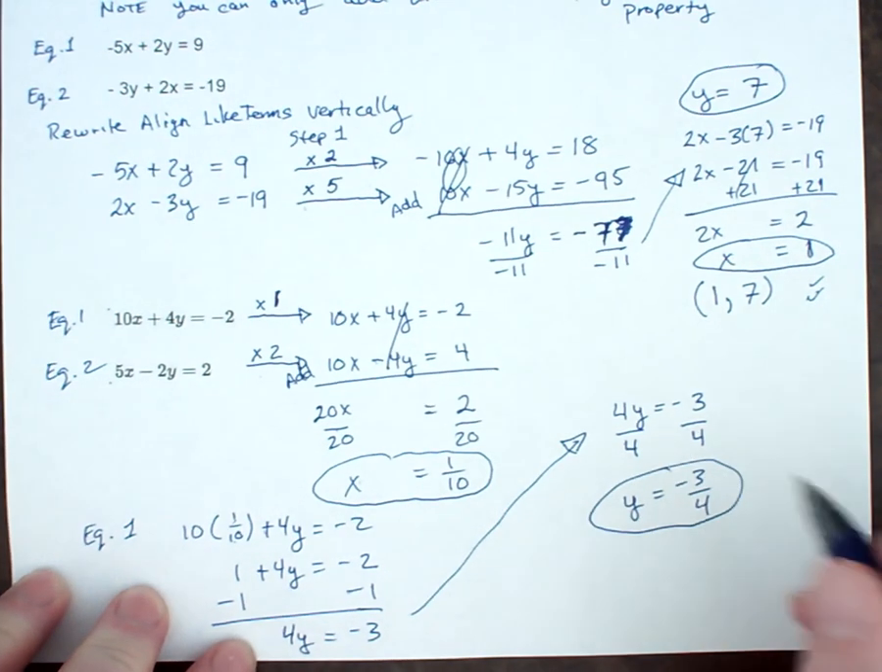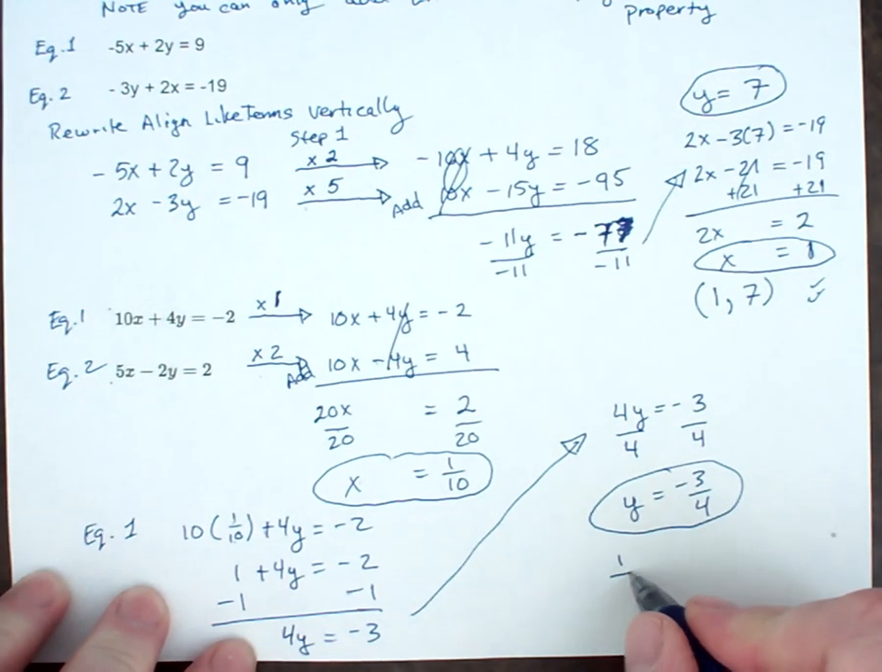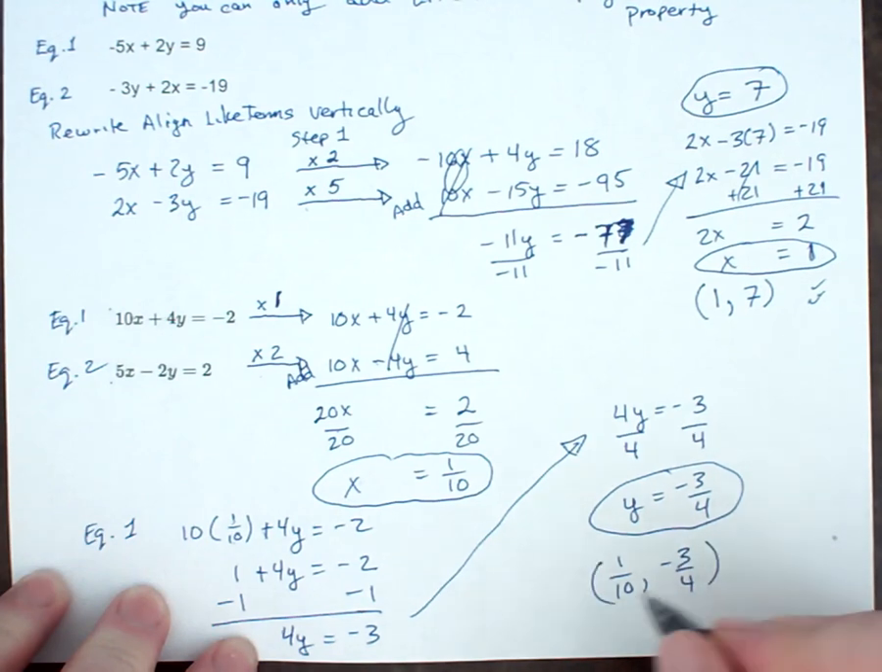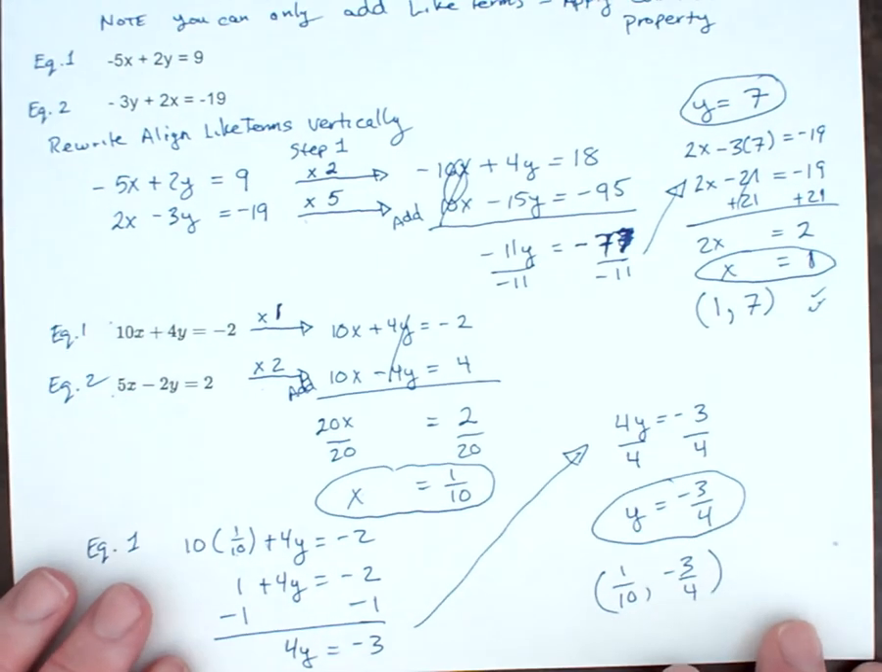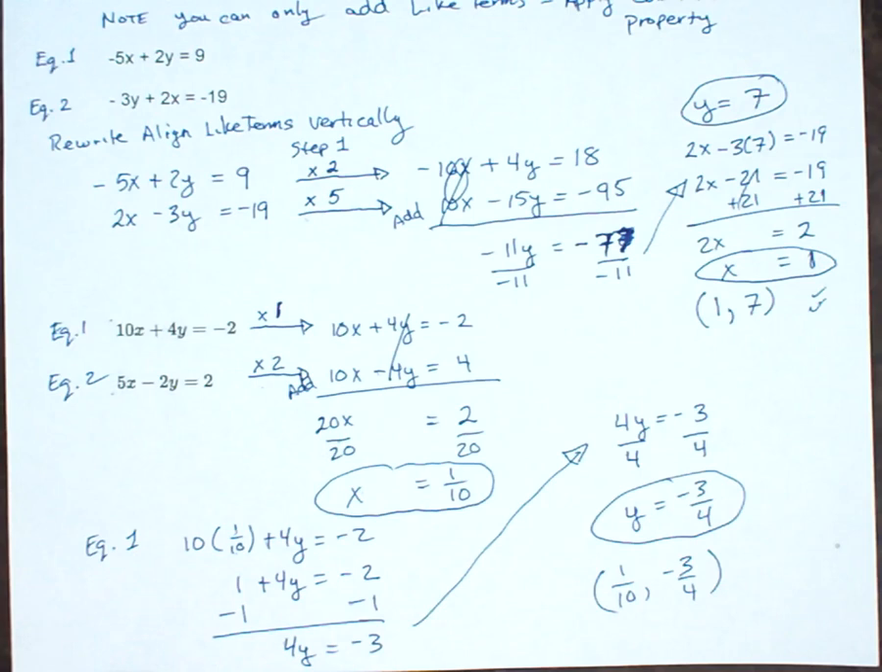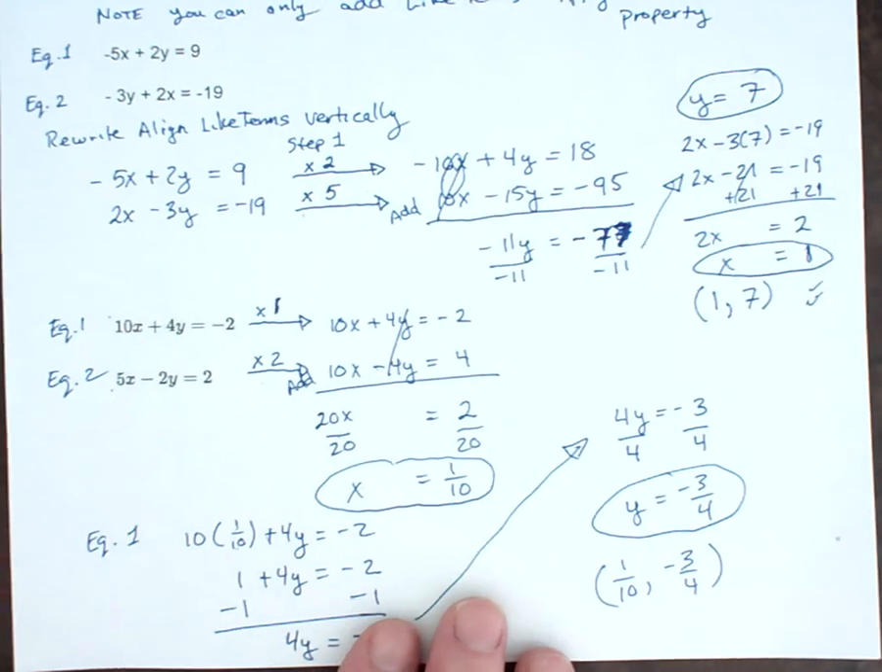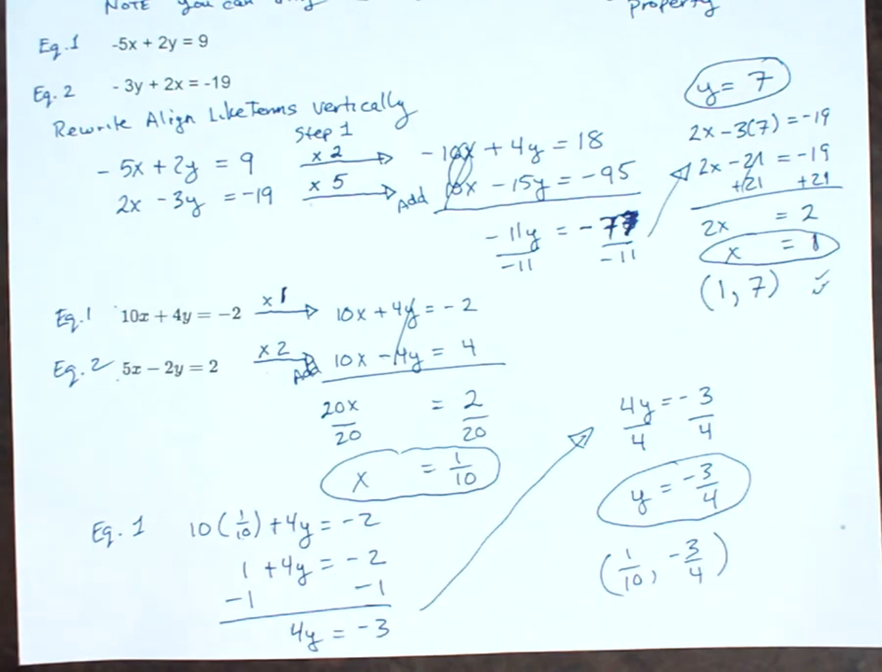I circled both of my answers: 1 over 10 and negative 3/4. And that's the method of elimination, the third method. Again, it's not in your textbook, so these are your only notes and the supporting ed puzzles that go with them.